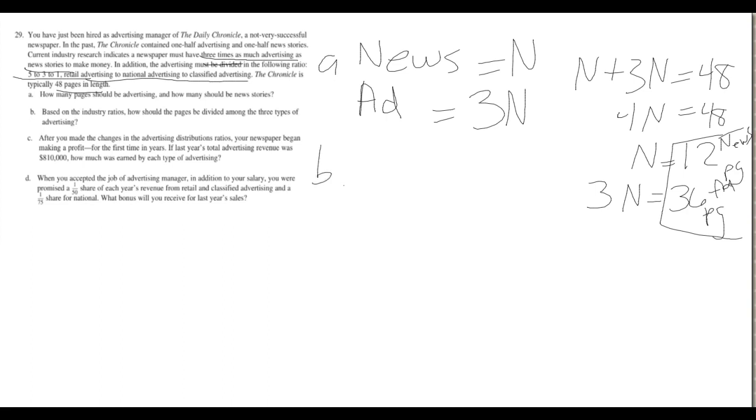Okay, for B. Based on the industry ratios, how should the pages be divided among the three types of advertising? So they told us that it's 5 to 3 to 1, so you're always going to use the one that's alone, the one value in this case, as your starting point.